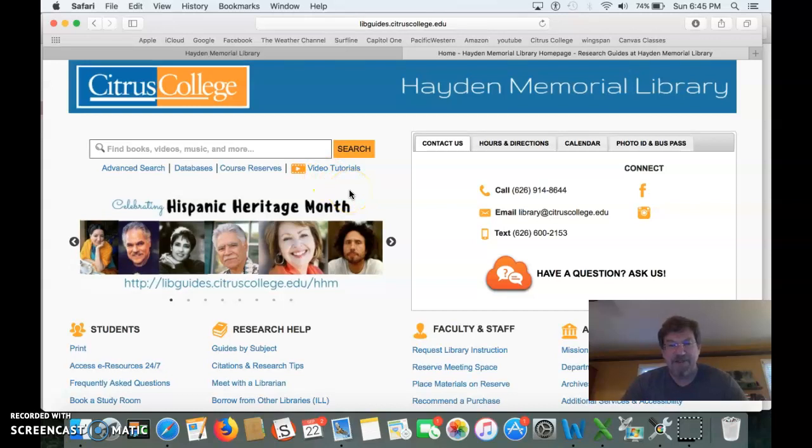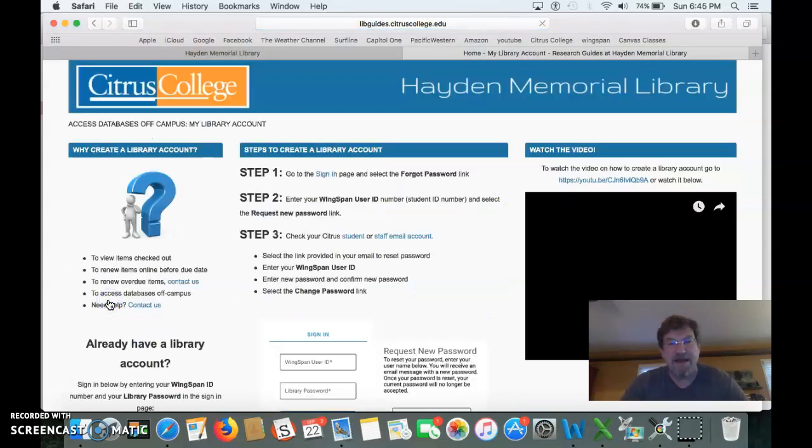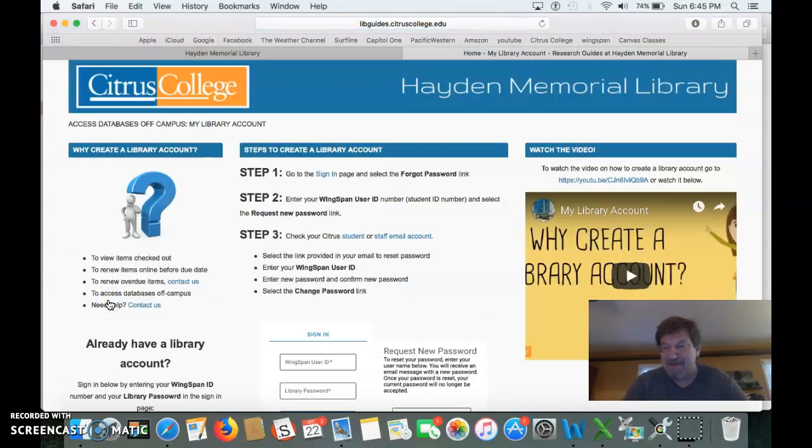So the first thing you want to do when you are at the Citrus Library, before you even look for sources, is to go here under Students where it says Access e-Resources 24/7 and click on that and take the 1 minute, which is all it will take you, to sign up for a library account. The reason you want to do this is because without a library account, you cannot use these Citrus resources off campus. You have to use a campus computer, and this is an online class. You should be able to do this sort of thing in your pajamas at your own kitchen table.